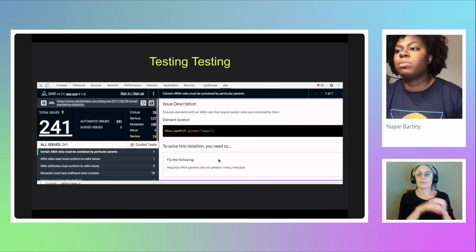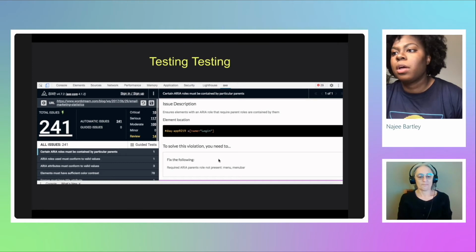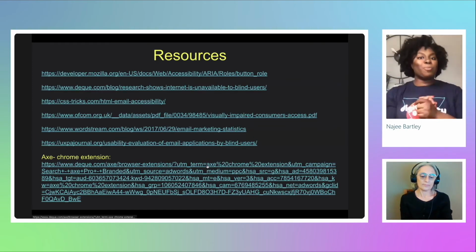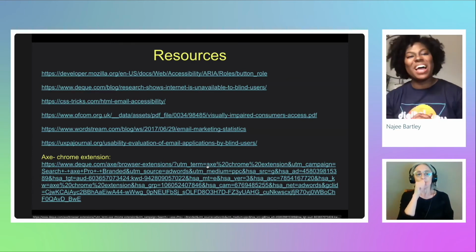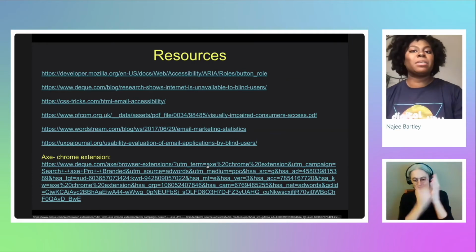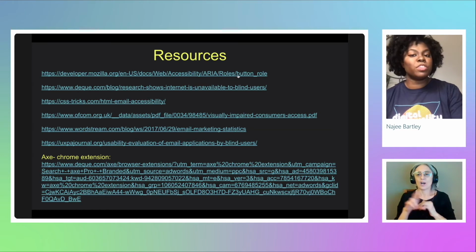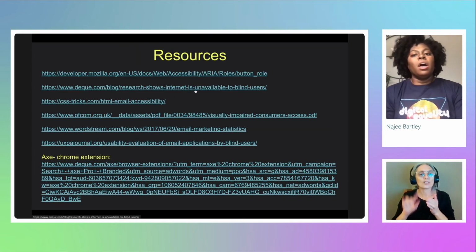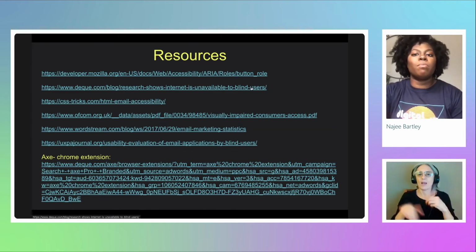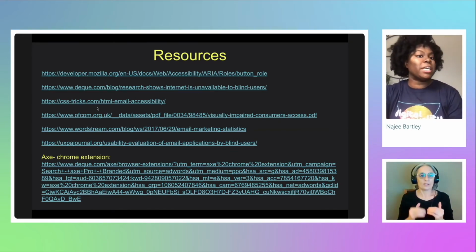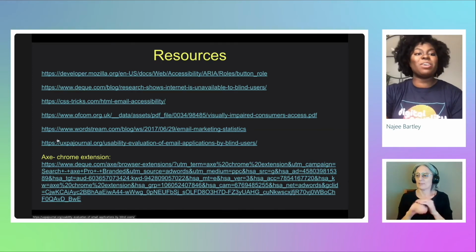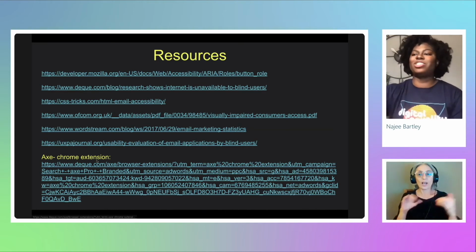So let's talk some more. Let's talk about some resources. I left you guys quite a few resources here. We have some accessibility ARIA button tools with links here. We have some research about those who are visually impaired. We have some HTML and CSS tricks for accessibility. So we have all types of different things, and we also have that Chrome Axe extension as well.